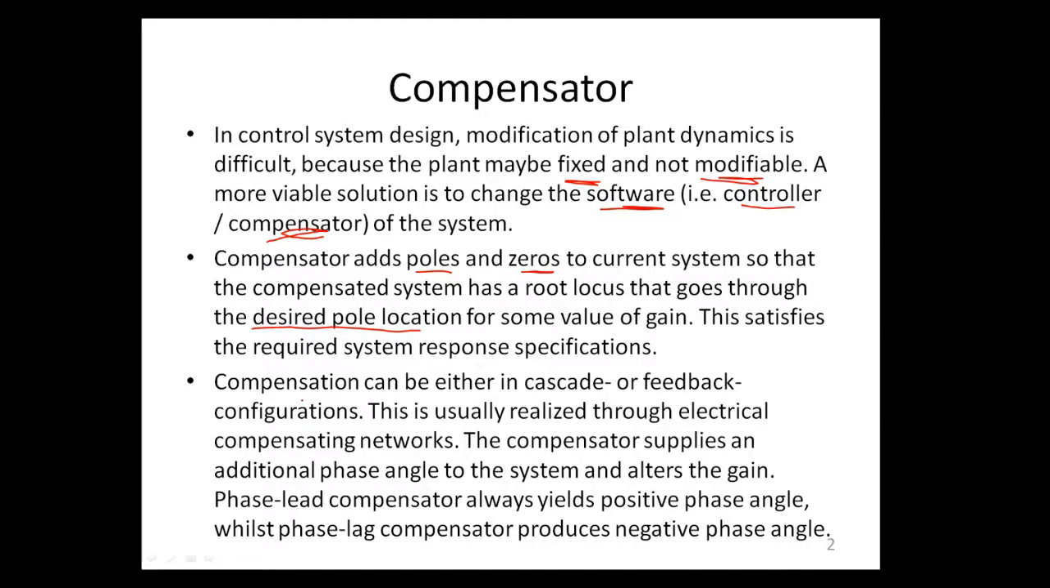Right, when we design compensators, the compensation can be in either cascade or feedback configurations, and this could be realized through electrical compensating networks. The compensator supplies an additional phase angle to the system and alters the gain. A phase lead compensator always uses a positive phase angle, whereas a phase lag compensator produces a negative phase angle. We are going to investigate the phase lead compensator and the phase lag compensator further in the following slides.